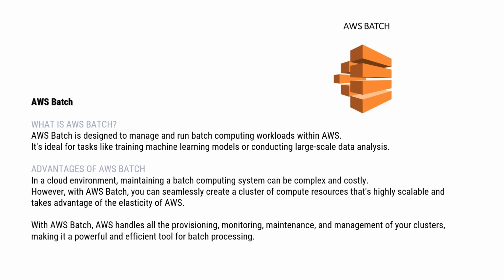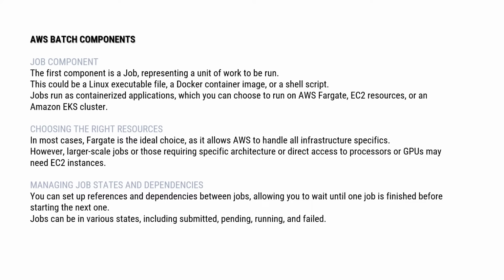With AWS Batch, AWS handles all the provisioning, monitoring, maintenance, and management of your clusters, making it a powerful and efficient tool for batch processing. Some of the key components of AWS Batch are: the first component is a job, representing a unit of work to be run. These could be a Linux executable file, a Docker container image, or a shell script.